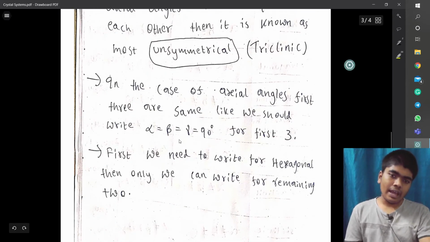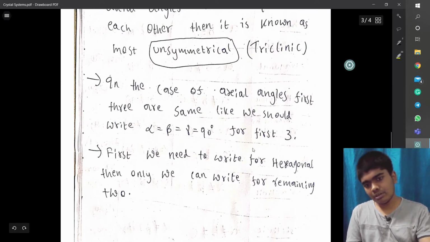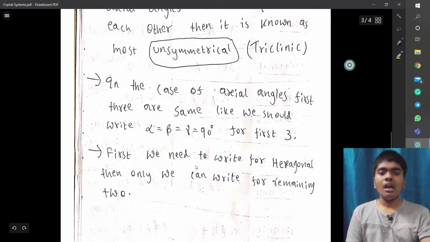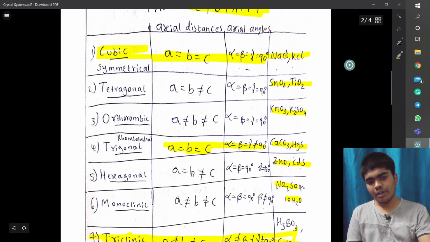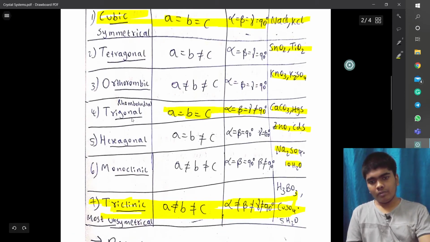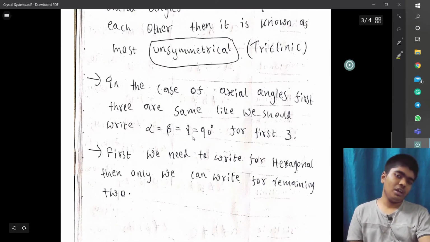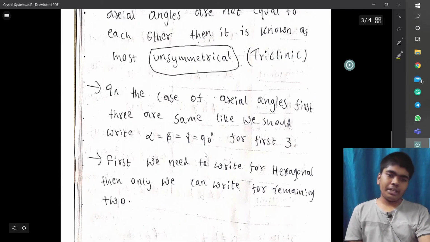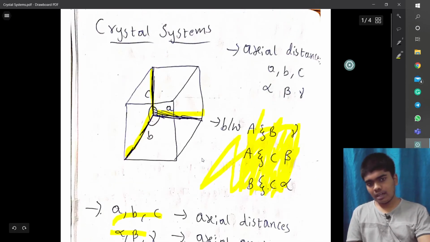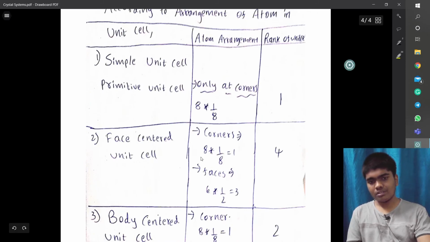So in the case of axial angles, first there are the same, like we should write alpha is equal to beta is equal to gamma is equal to 90 for the first three. So first we need to write for the hexagonal, then only we can write for the remaining two. Hexagonal, in the sense, we need to write it like this. You need to make sure to remember this, A equal to B equal to C at the middle one. So I think you might have got some clarity about this table of crystal systems. So this is a very small topic.